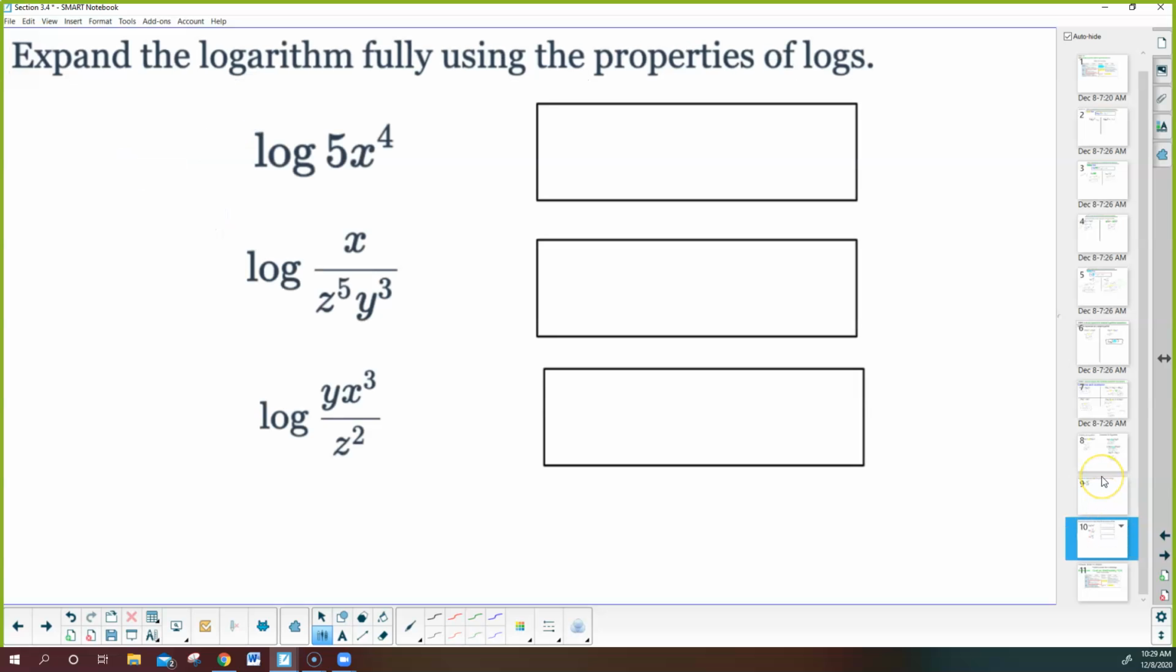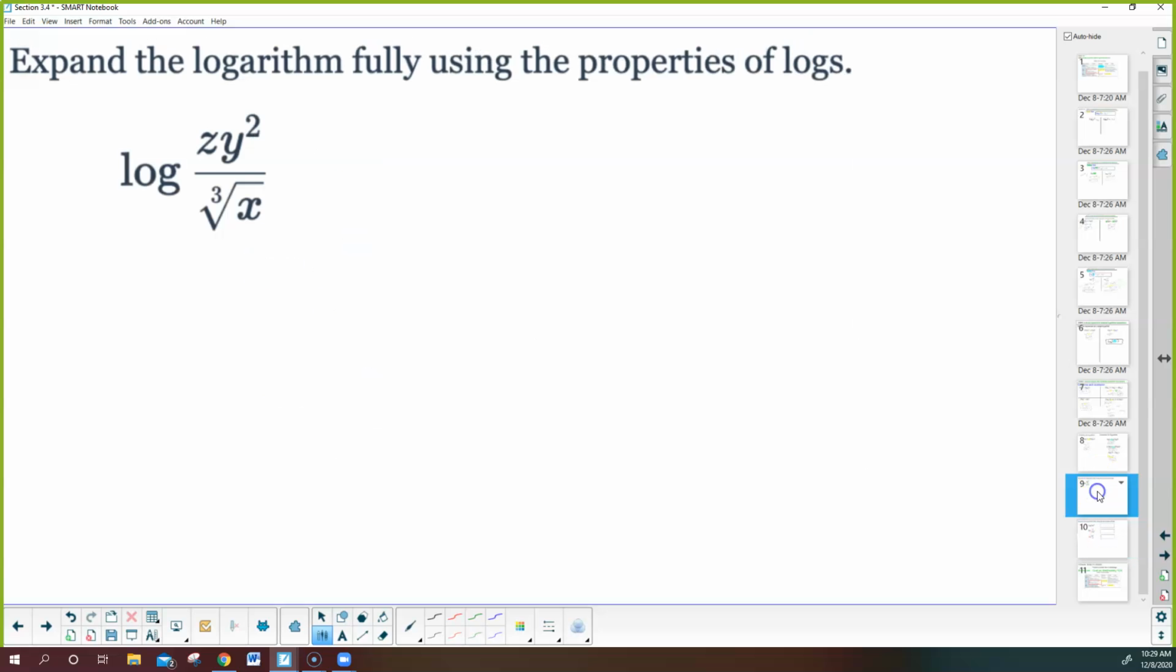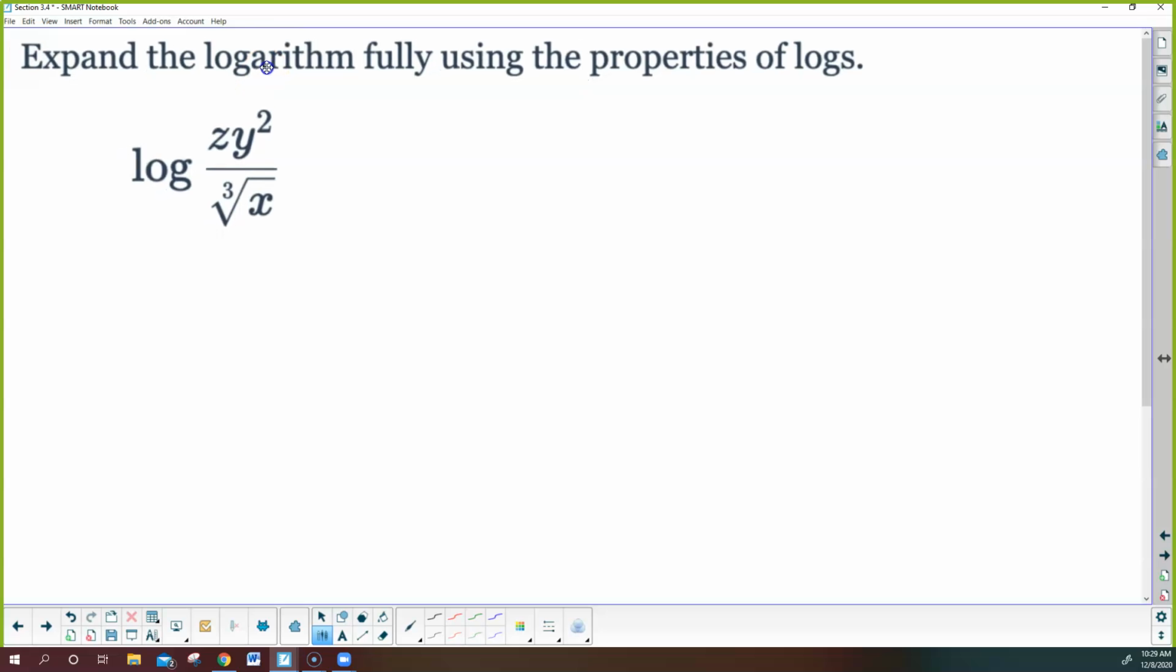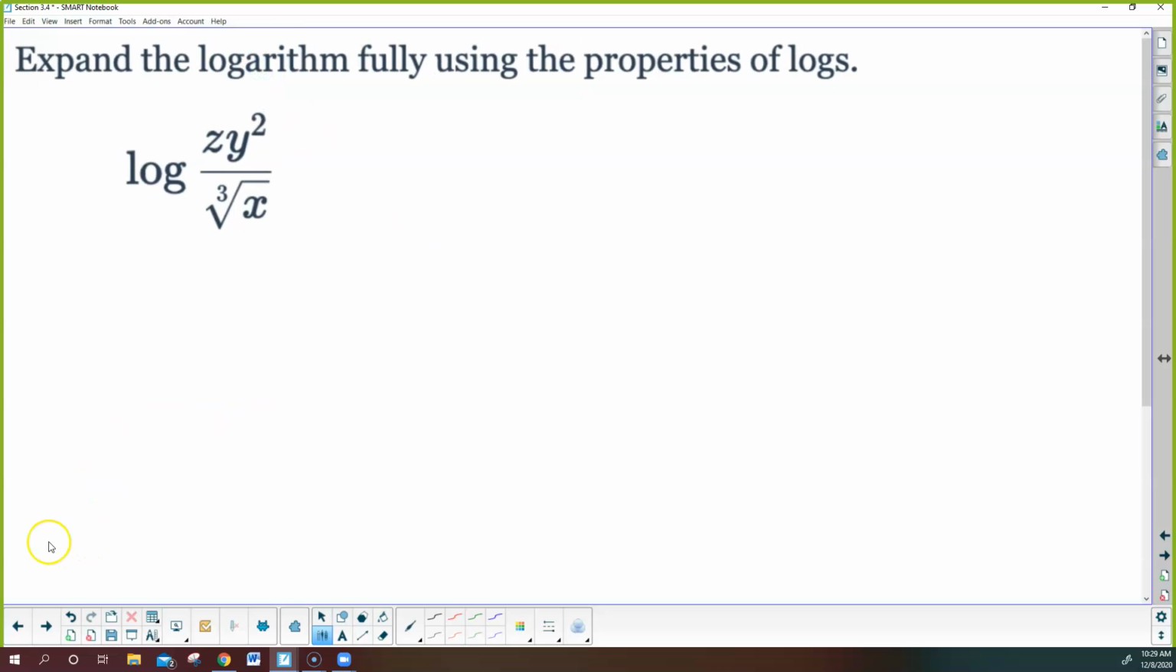Let's see. Definitely write this one down. We're going to do this one together. This one has a cube root in it, and we haven't done anything with roots yet. So this is a quick review. The directions are to expand the logarithm wholly using the properties of logs. So we're still working through this.